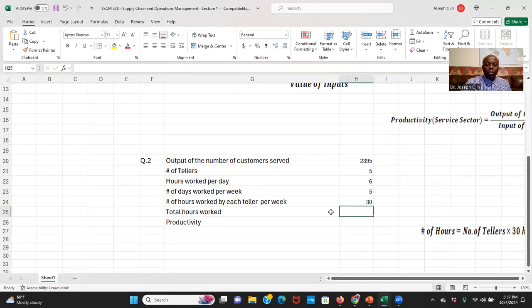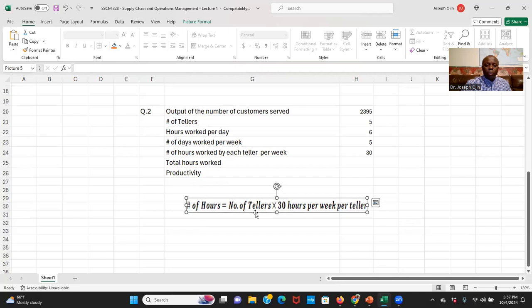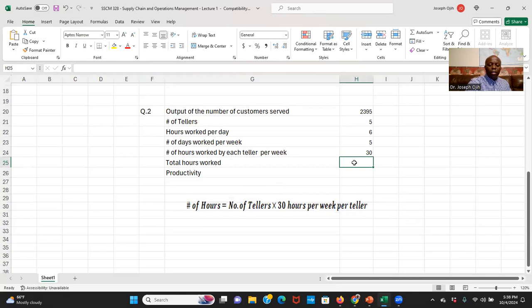So total hours worked will be equal to, let me show you the formula here, the number of tellers times 30 hours per week per teller. So equals the number of tellers, they have 5 tellers, times the number of hours worked by each teller per week. When you press the Enter key, it gives me 150 hours, the total hours worked by all 5 tellers within the week.